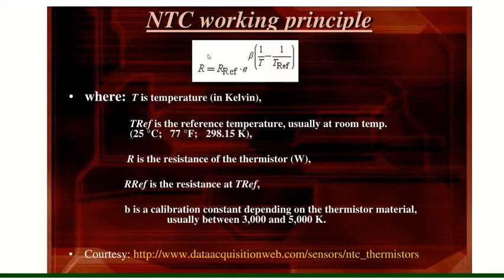R is the resistance of the thermistor in the equation, and R reference is the resistance at the reference temperature. Generally, the reference temperature is 25 degrees as shown here. And beta is a constant. It is a calibration constant depending on the material of which the thermistor is made. Usually that value ranges from 3000 to 5000 K. The reference is given here, you can cross check if you want.